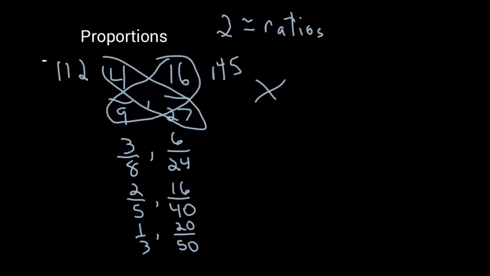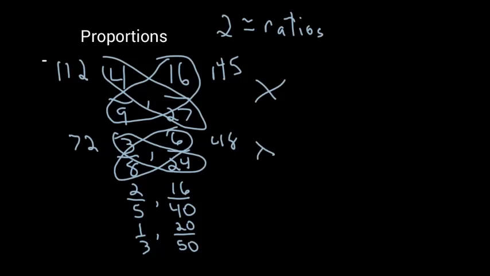So I go to the next one. 3 times 24, 8 times 6. 8 times 6 is 48. 3 times 24: 3 times 4 is 12, and then 3 times 2 is 6, plus 1 is 7, so 72. 72 doesn't equal 48, so that doesn't form a proportion.